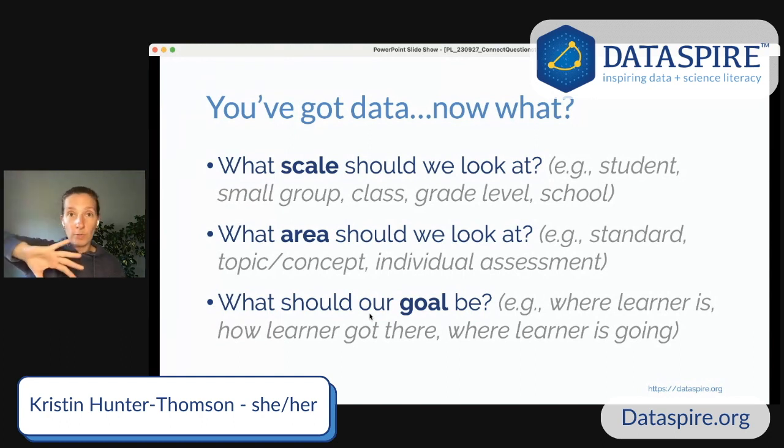Or are we trying to figure out where our student is right now, how our learner got to where they are right now in terms of what they were working on in their progression of learning, or where the learner is going? What's our trajectory of where our learner might be going? So the scale, the area of focus, and our objective in terms of what we're actually looking for in our learners is what influences what we can get out of the assessment data.